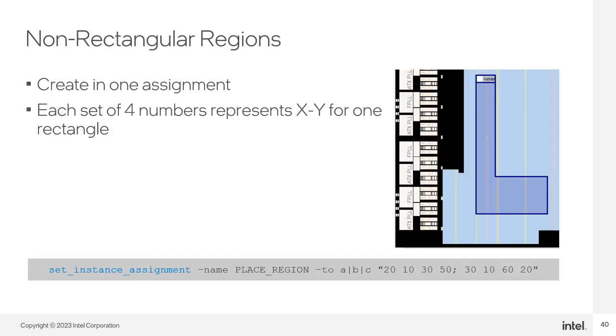Non-rectangular regions can also be created in a single assignment. Simply add additional sets of 4 numbers, representing the coordinates of each additional rectangle, to the assignment. Even if the coordinates overlap, the rectangles will be merged into a single region.